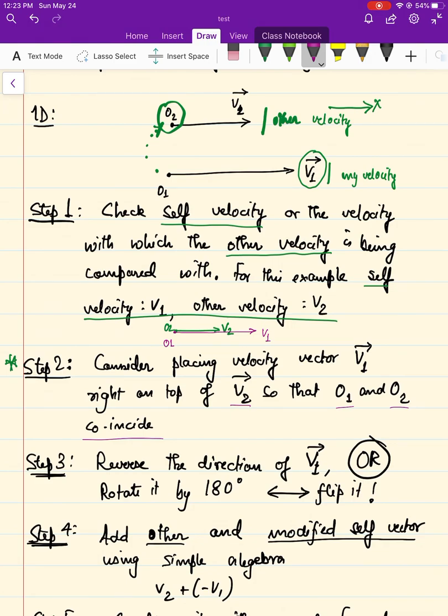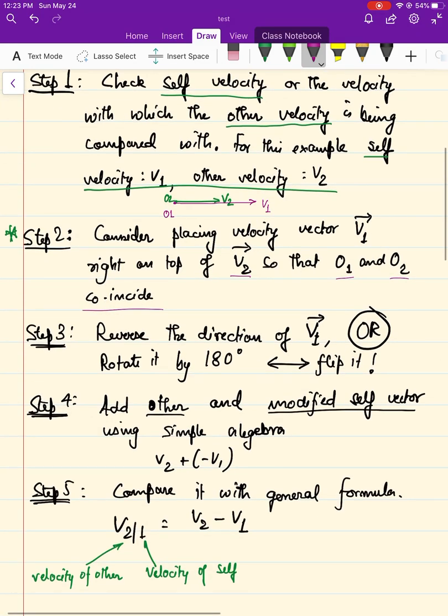Now what we need to do is reverse the direction of v1. So let's say I go to O2, this is my V2, this is my O2, and O1 is the same. And then I reverse the direction of V1. And that's it. This is all we need to do in order to arrive at a mathematical conclusion.